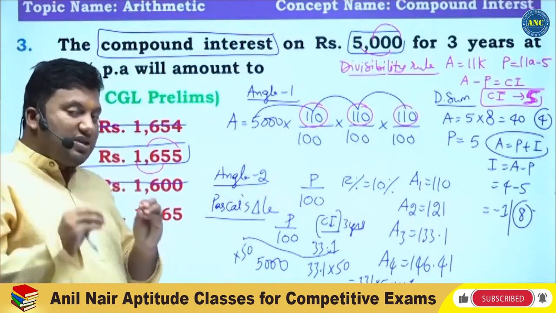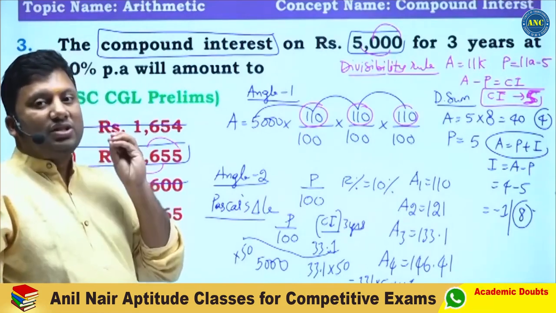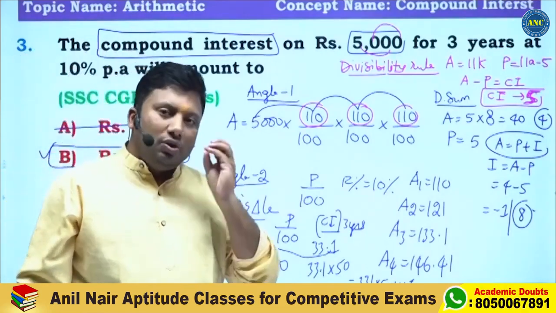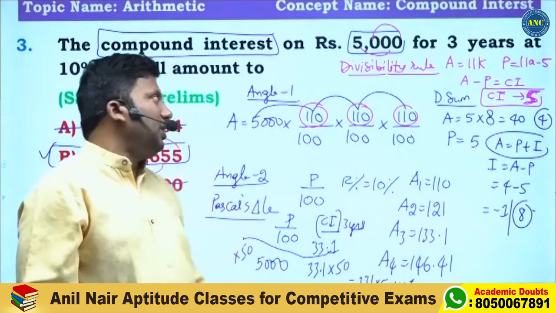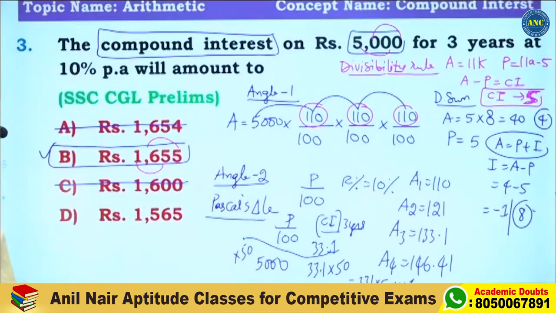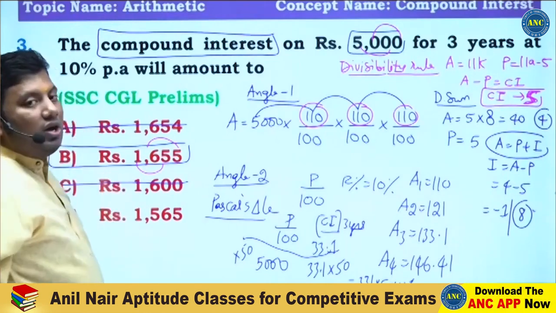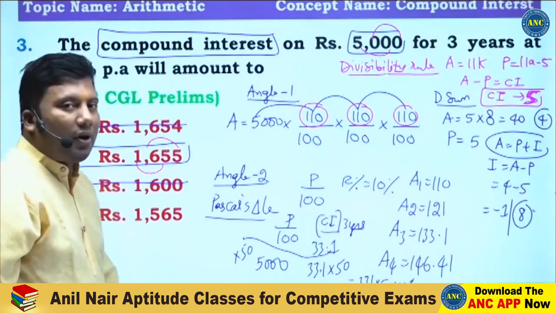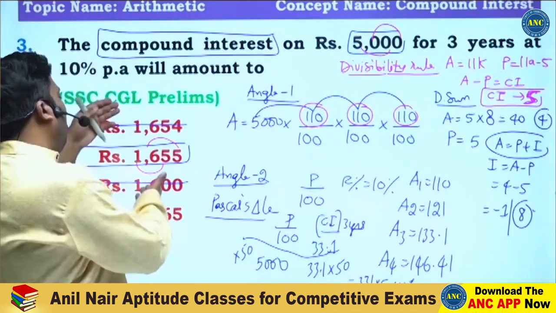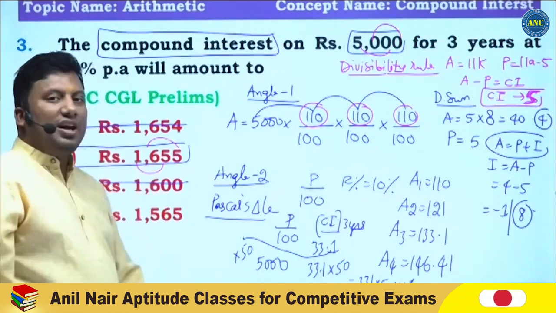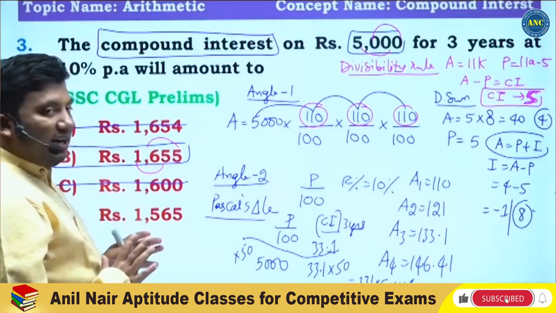You can use the divisibility rule concept. You can use the digital sum concept. You can use the Pascal's triangle concept. That also can be done. I hope the idea is clear. All the three options are closer to 1600. Approximating might probably give you only one option, by elimination. I hope this idea is clear.